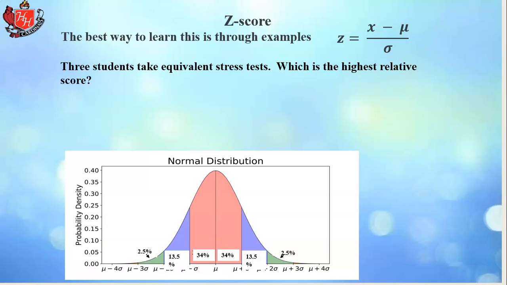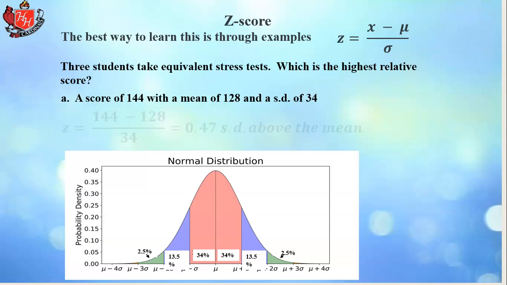Okay, so 3 students take equivalent stress tests. So here's the first one, a score of 144 with a mean of 128, standard deviation of 34. You just plug in the numbers and do the math on a calculator, and you get 0.47 standard deviations above the mean. So that first student was 0.47 standard deviations above the mean. That's the number you want to look at when determining who had the highest relative score.